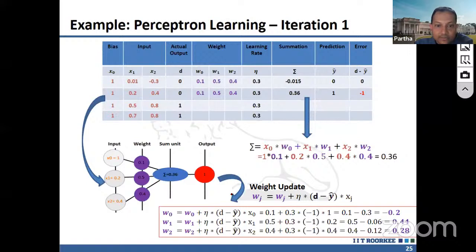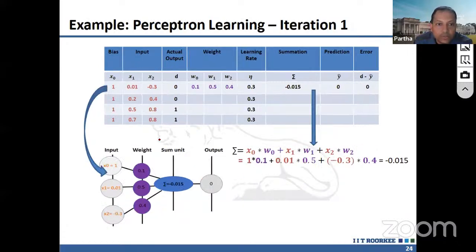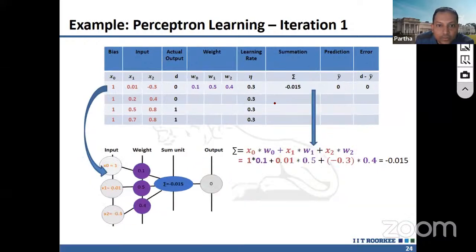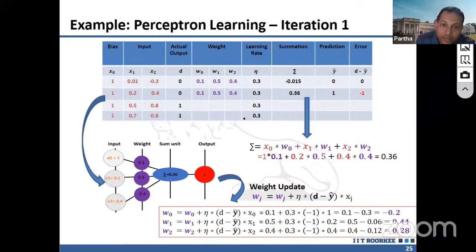With the second example, W0, I'll be modifying again. Sorry, not this one. I'm doing all these multiplications for the second example, third example, fourth example, and saying whether it is correct or not. With this first step, I didn't modify, because as my ground truth is correct, I do not need to change these weights. My weights are remaining the same.